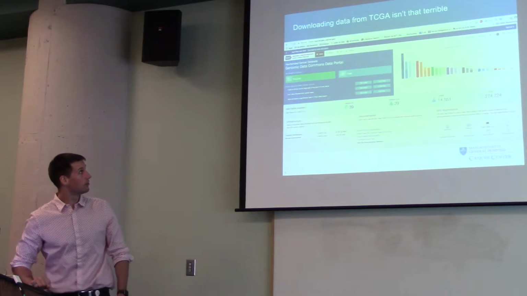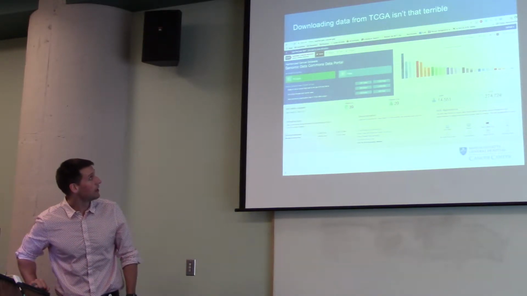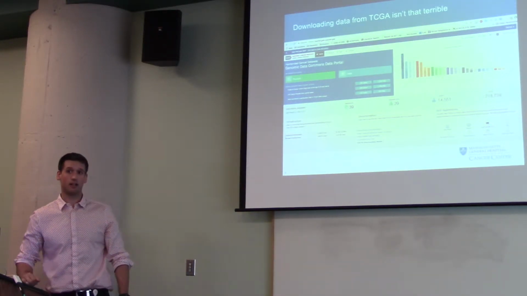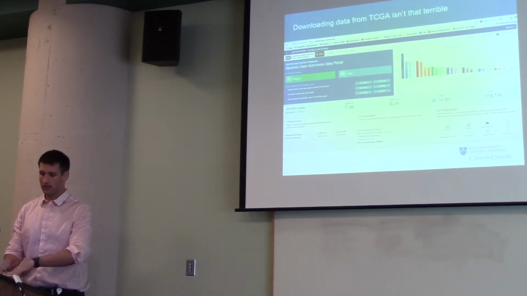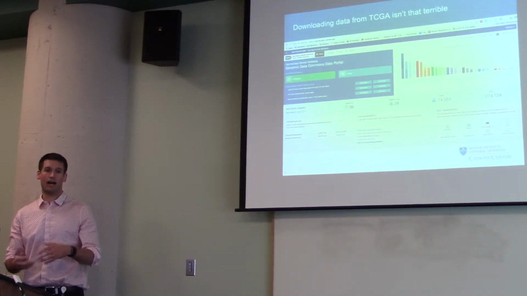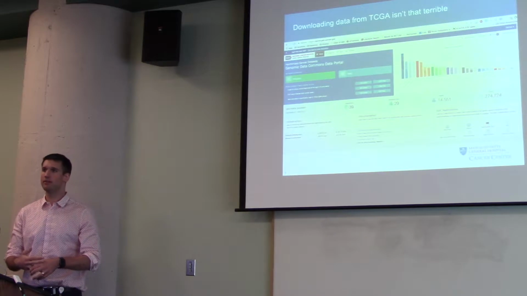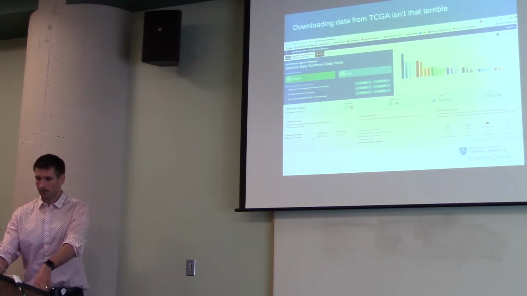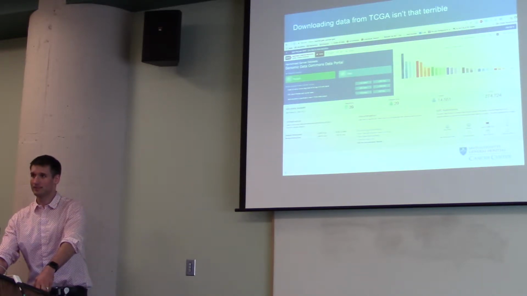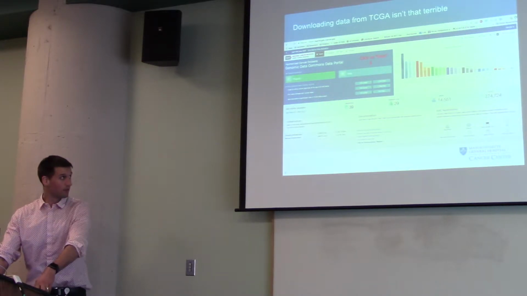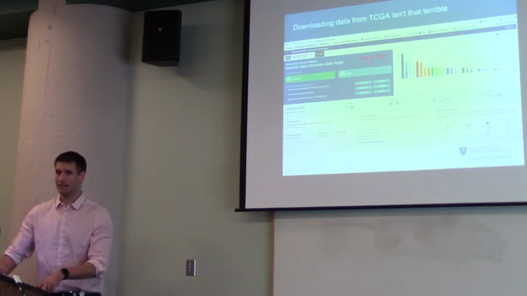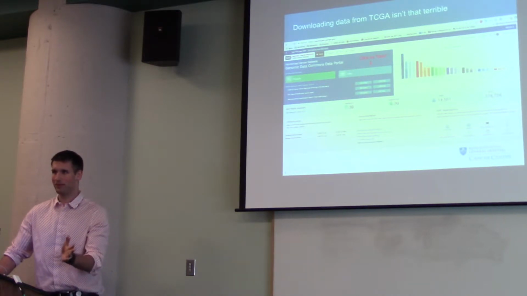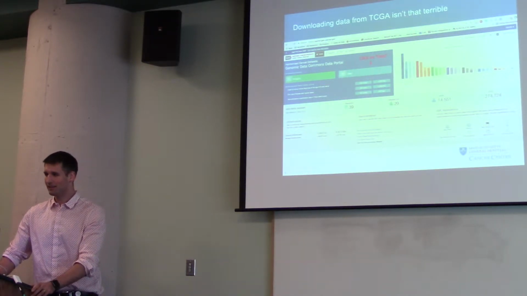So let's all go to portal.gdc.cancer.gov. And so TCGA is now housed in this thing called Genomic Data Commons. All right, everybody there? All right. So the first thing you're going to need to do is click on data. Makes sense. That's where we would expect the button to be.